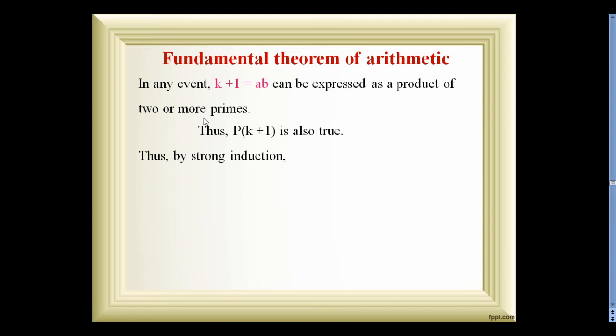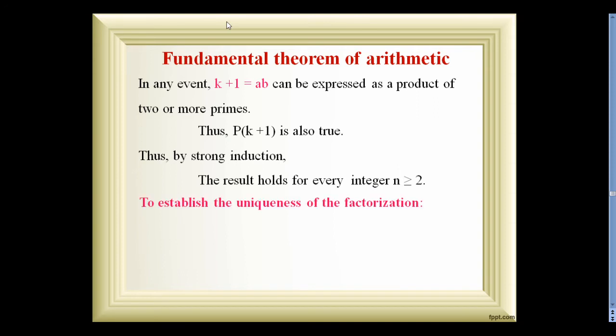Now, by strong induction, we can tell the result holds for every integer n greater than or equal to 2. So, up to here, we have proved the first part. First, we have taken the existence of a product of primes. Then, the basic step: we proved P(2) is prime.